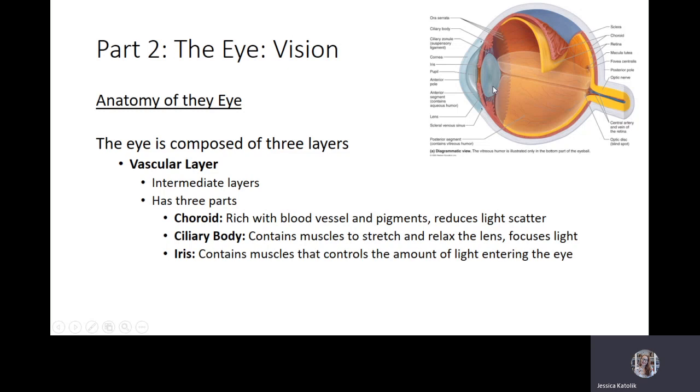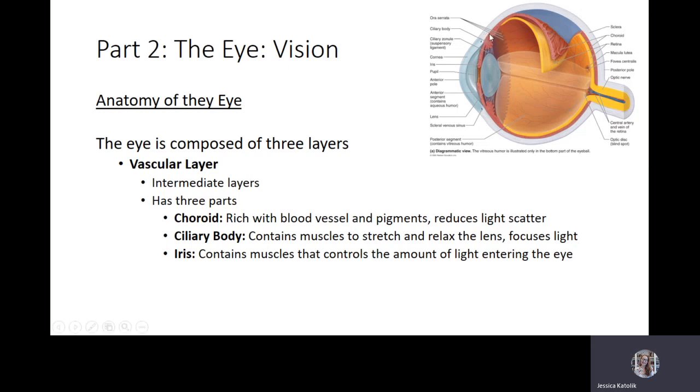The next layer over here is the vascular layer, in this kind of pinkish red color over here and here. And as the name suggests, it is rich with blood vessels. There are different regions. There's the choroid over here. The choroid is deep to the sclera, and it's rich with blood vessels, and it supplies the nutrients and oxygen that the eye needs to be able to function properly.